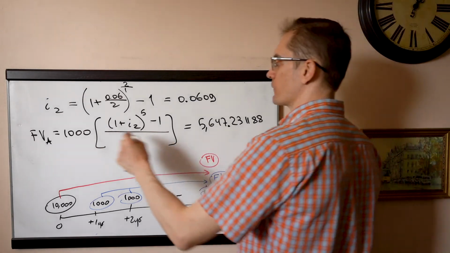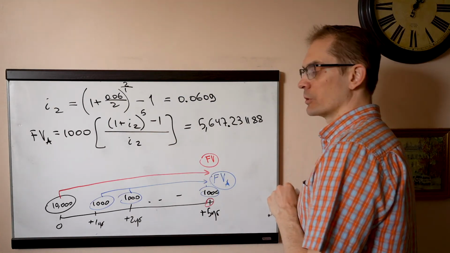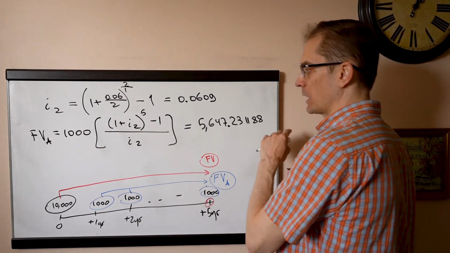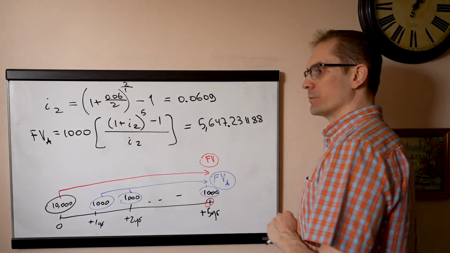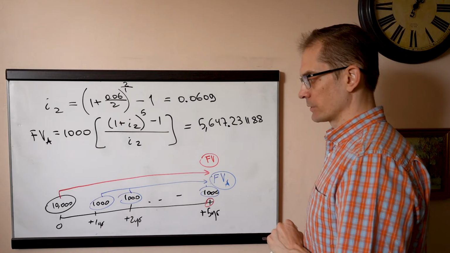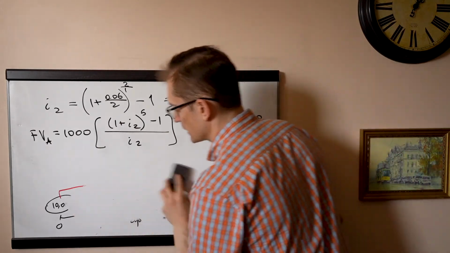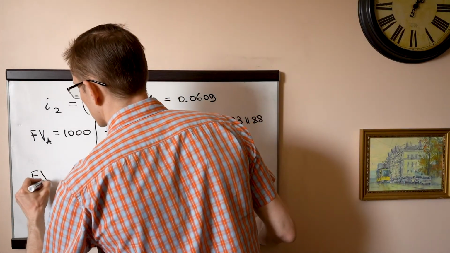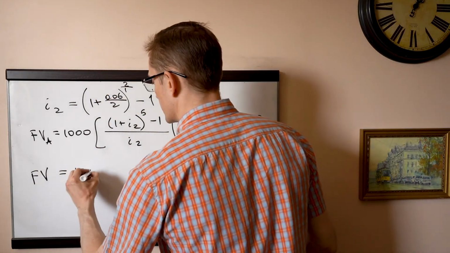Okay, so we found the future value of the general annuity. We converted the rate. We went from a rate compounded semi-annually to a rate compounded annually. With that rate compounded annually, the annuity became simple, and we could find the future value of that general annuity. Okay, so let me erase this now. So now we need to find the future value of that $10,000.